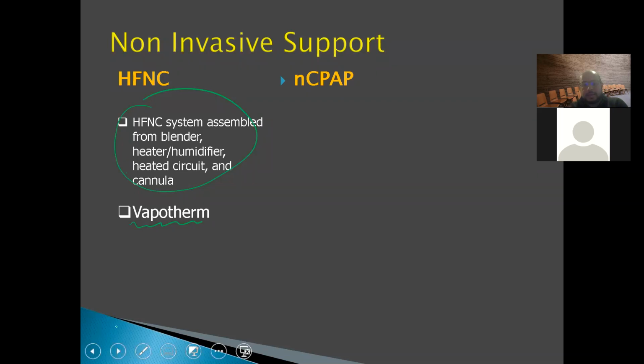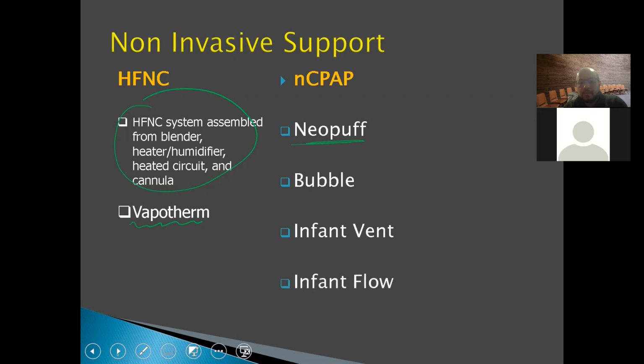Nasal CPAP, how you deliver CPAP: either through the Neopuff, we're going to show what that means, bubble, infant flow, or infant vent, sorry, infant vent and infant flow, we will discuss. And then we have bi-level, which is NIPPV, or non-invasive intermittent positive pressure ventilation, either through the Neopuff also, or infant flow, or vent, sorry, or infant flow, which they call CPAP.